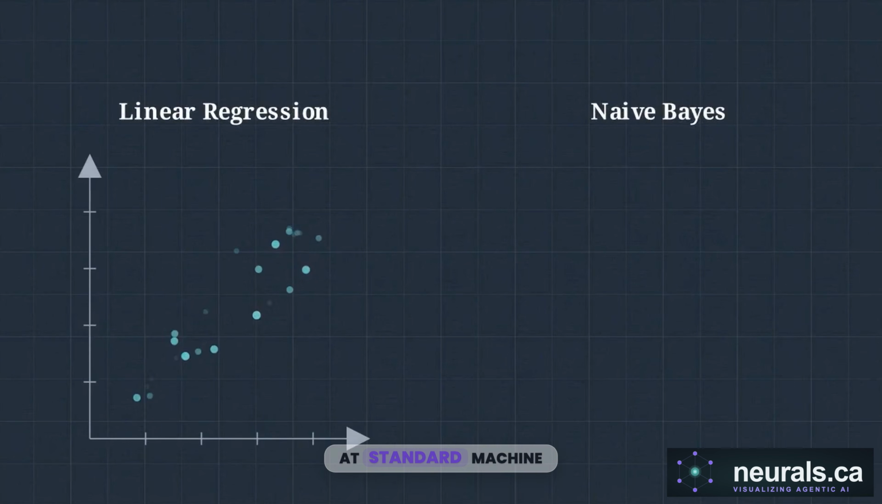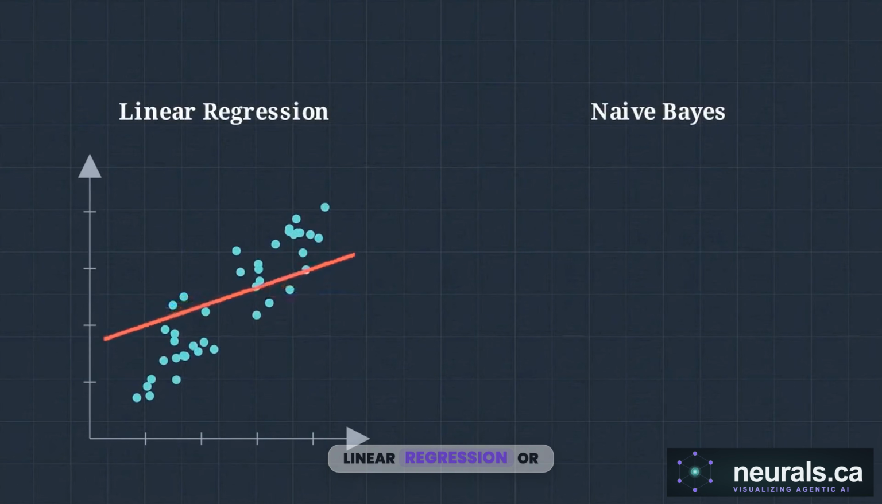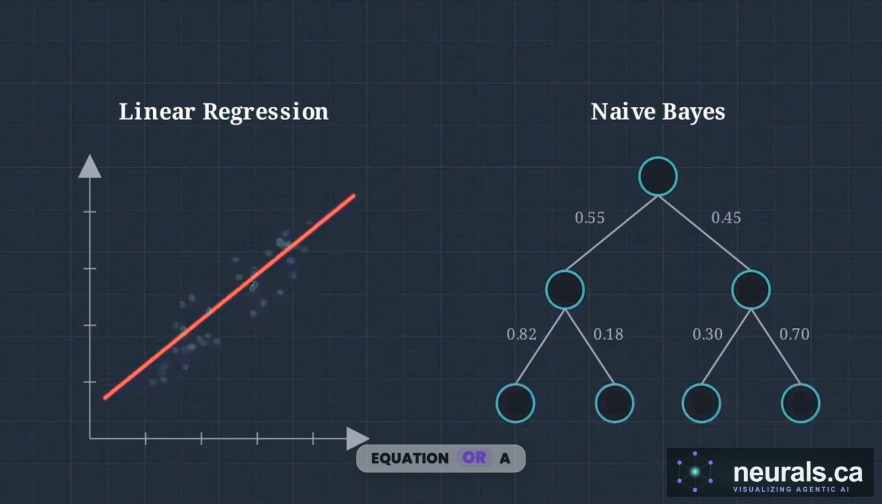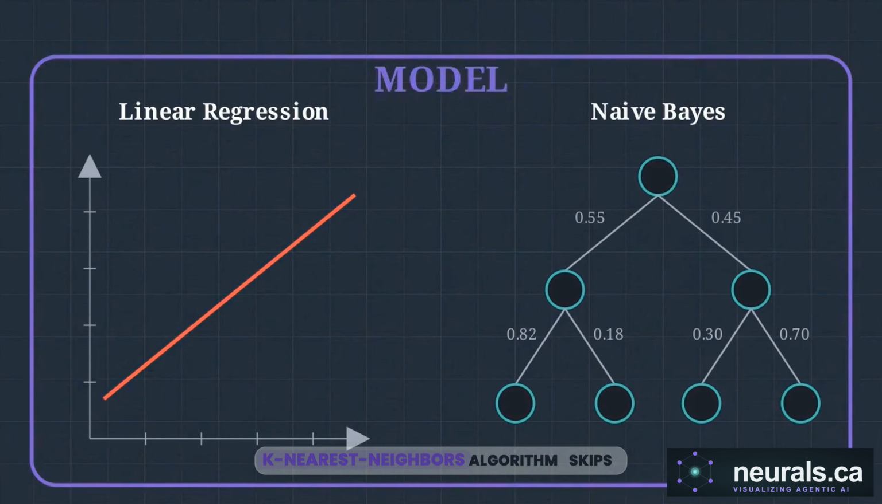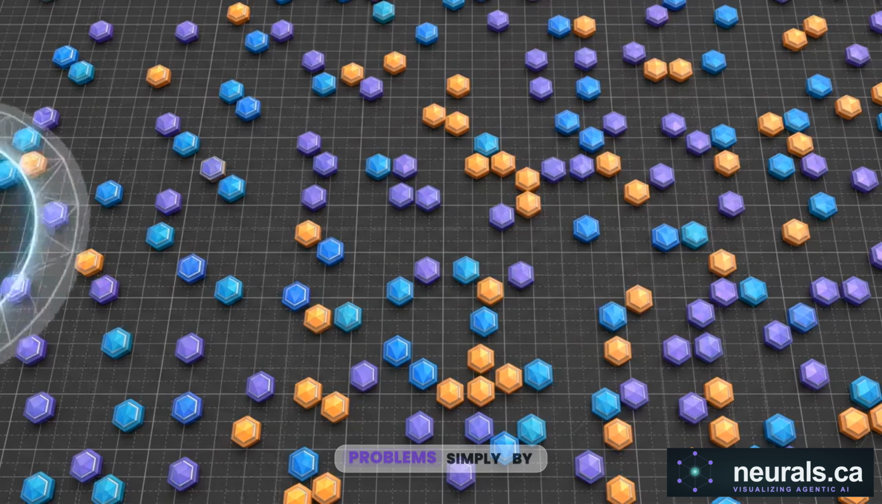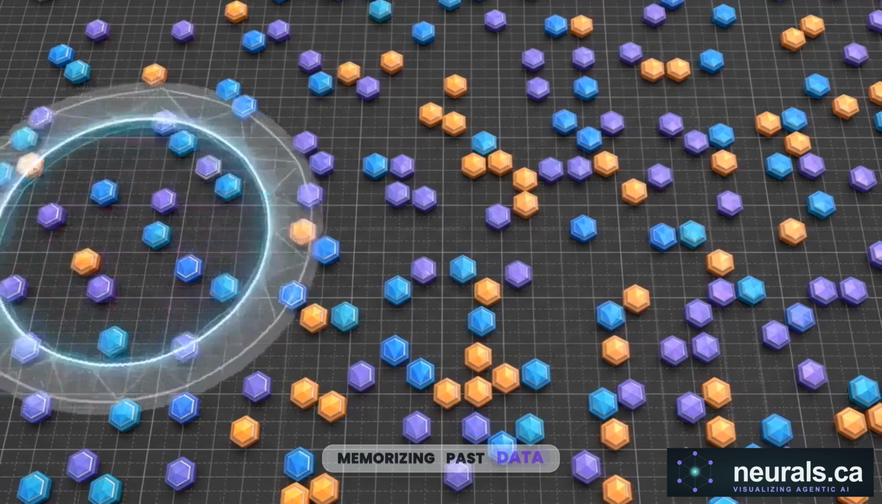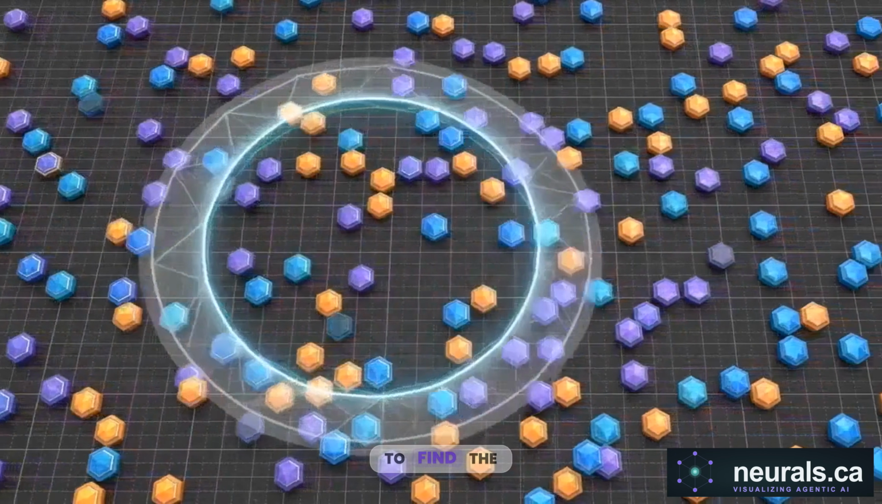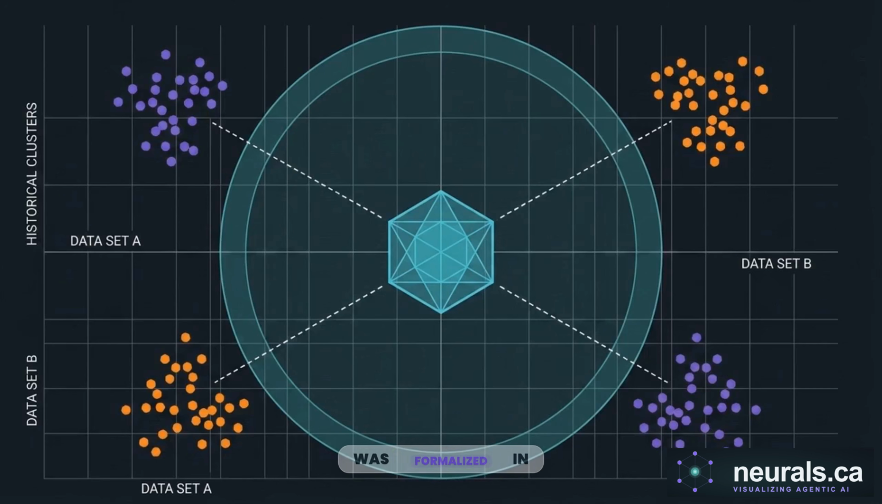When we look at standard machine learning tools like linear regression or naive Bayes, we expect a mathematical equation or a probability tree to hand us a prediction. We expect a model. The k-nearest neighbors algorithm skips that entirely. It operates as an anti-model. It solves problems simply by memorizing past data, and when asked a question, it looks at the closest historical examples to find the answer. This concept was formalized in 1951 by mathematicians Evelyn Fix and Joseph Hodges at UC Berkeley.